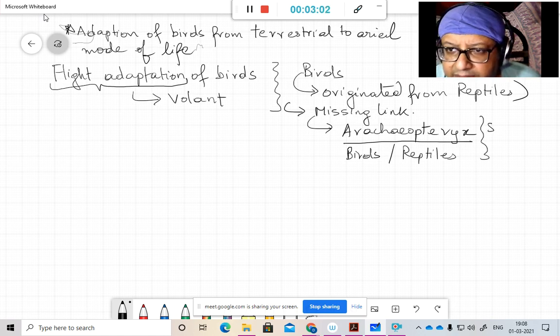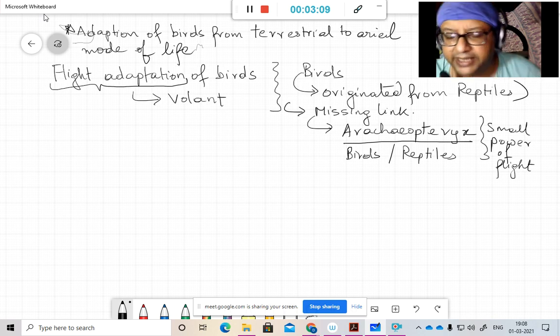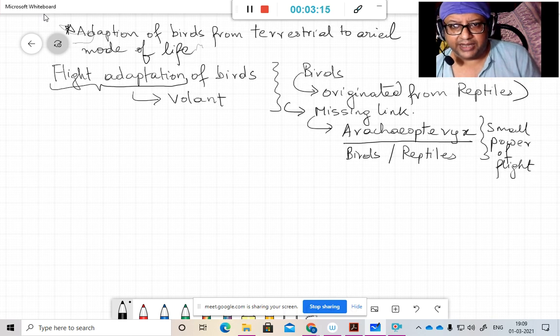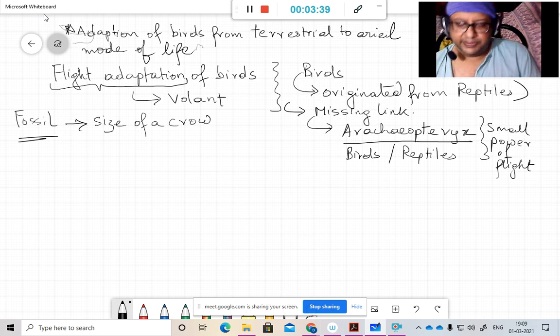They had a small power of flight. So basically they were not very good flyers, but they had flight. So Archaeopteryx, a fossil, was found. You may have seen Archaeopteryx fossils from pictures. It seems that it was a huge thing, but actually it's the size of a crow. So it was a very small bird.